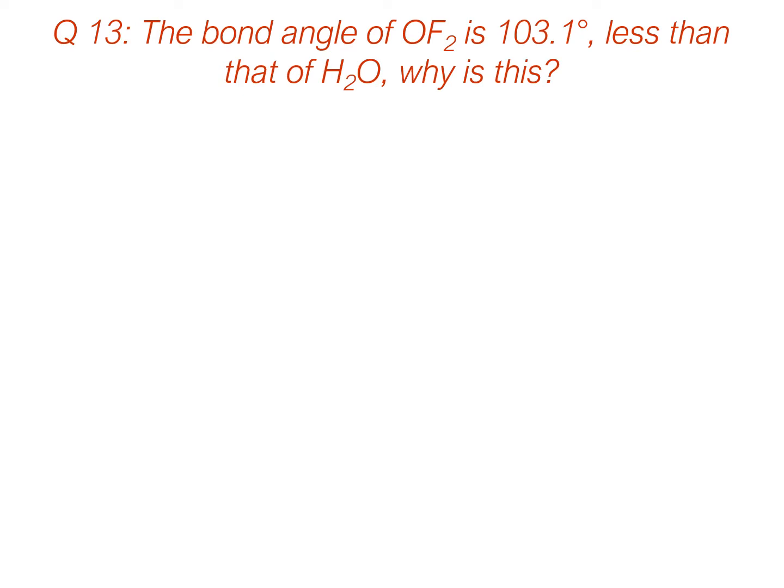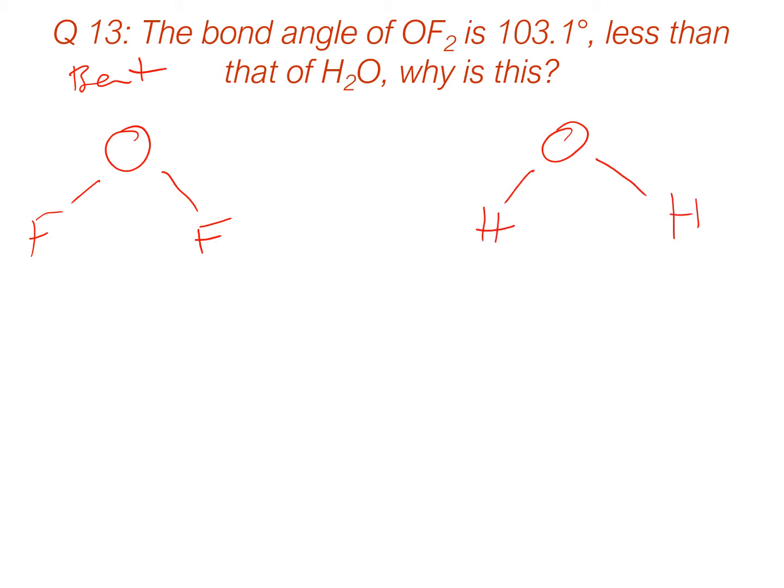So in question 13, we're looking at the bond angle in OF2 and H2O and why they're slightly different despite having the same shape. So let's draw them out and we can start the explanation from there. On this side I'll draw OF2. OF2 has a bent geometry, as does water, which we'll draw here. At the moment they both look exactly the same.